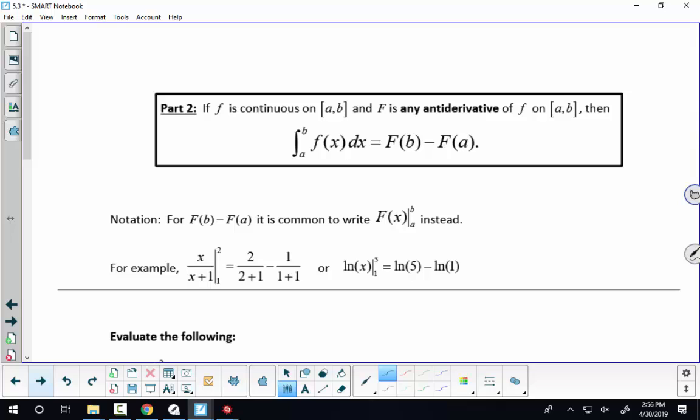So I think we're going to skip to the second part of the fundamental theorem, summarized here again. Before we actually evaluate some of these, the common notation is listed here. For capital F of b minus F of a, it's common to just write F of x with the bar from a to b to mean this right here. So this thing and this thing are the exact same notation.